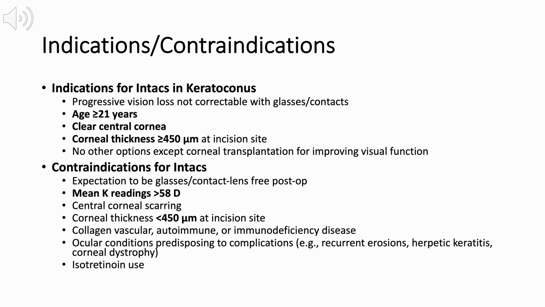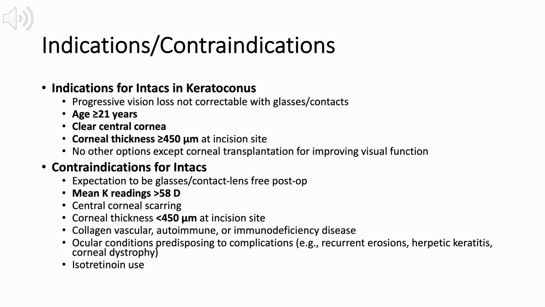The indications and contraindications for Intacs implantation in keratoconus are important to understand before proceeding with this surgical option. Intacs are generally indicated in patients with progressive vision loss that is not correctable with glasses or contact lenses. Eligible patients are typically 21 years or older with a clear central cornea and a minimum corneal thickness of 450 microns at the incision site. Furthermore, Intacs are considered when the only alternative option is corneal transplantation, with the aim of delaying or potentially avoiding the need for a graft.